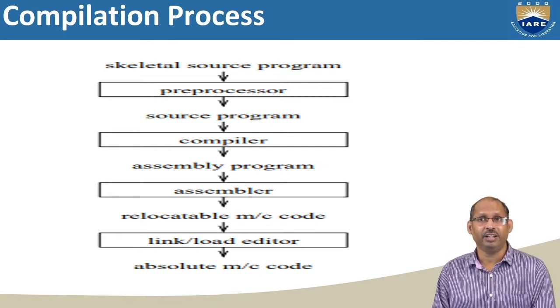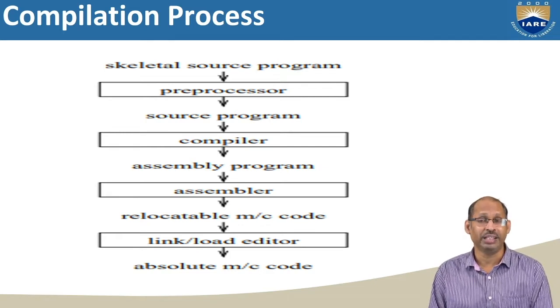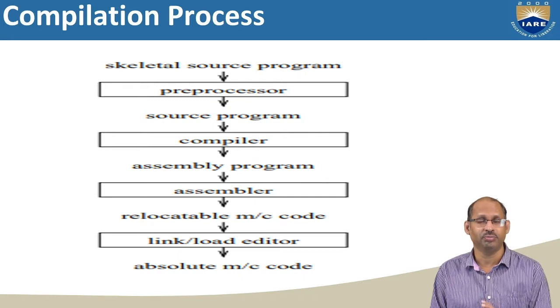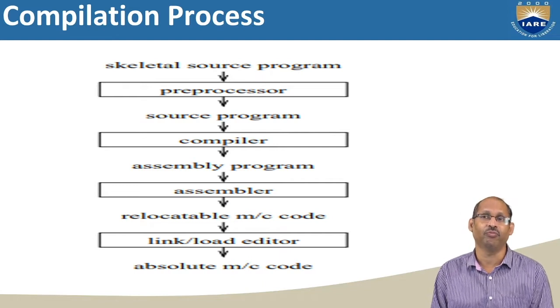The meaning of relocatable machine code is that the generated machine code will have address references but not the exact address locations. It refers to some unknown reference. So this object code, this machine code, can be moved from one place to another, one system to another system. To execute this relocatable machine code, we need linkers and loaders.